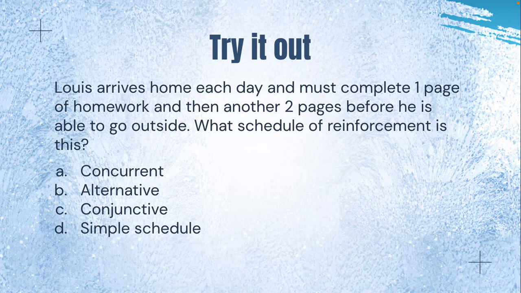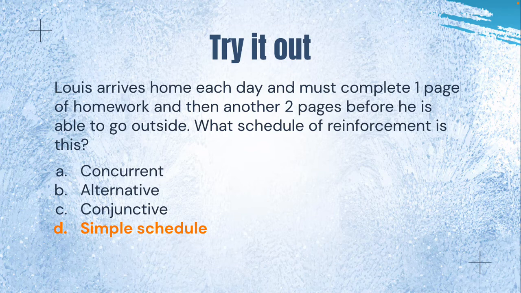All right, I gave you a little bit longer on that one. I did it intentionally. This is a tricky question, and honestly, you're going to think it's a trick question. Most of you probably picked conjunctive because he needs to complete both. But this is a simple schedule, y'all. Remember, alternative and conjunctive require an interval and a ratio. This is ratio and ratio, 2 ratio schedules. It cannot be alternative or conjunctive because we have 2 ratio schedules.